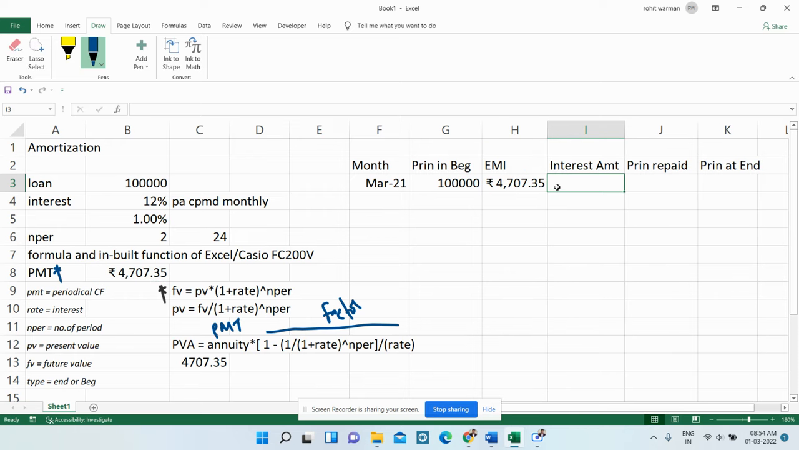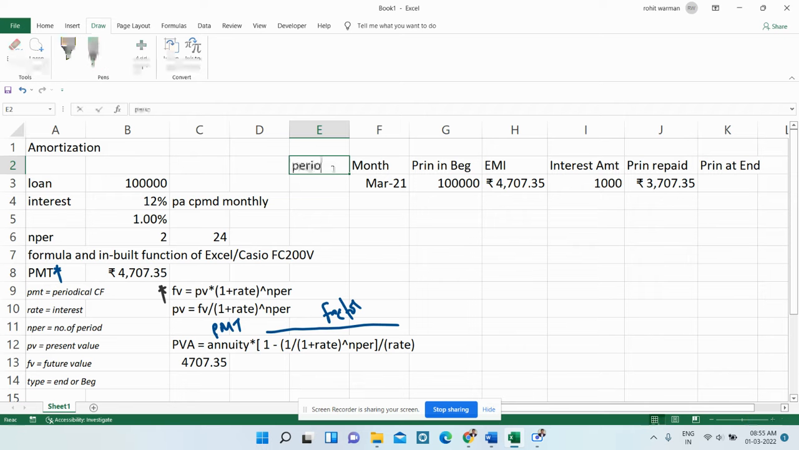Now the thing is, how much interest? Again, the logic says that interest is always on the principal. So what we have to do is, this is the principal for March, and we simply multiply it with the interest, which is 1% per month, and we have 1,000 rupees. And next, we reduce this EMI from the interest amount, and what we get is the principal. So this 4707 is going to be constant for the next 24 months.